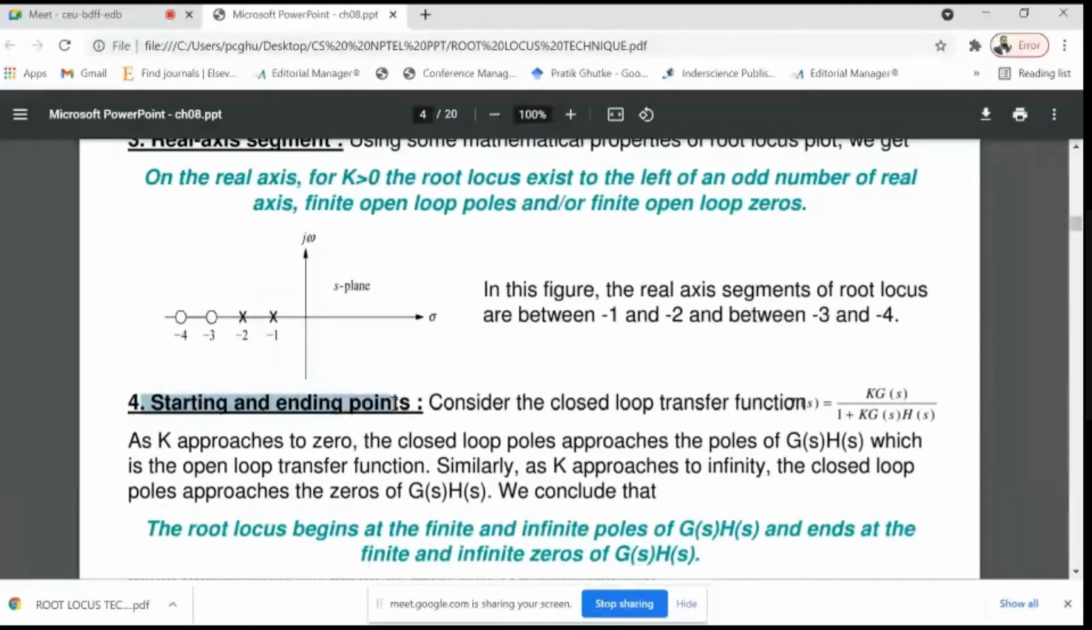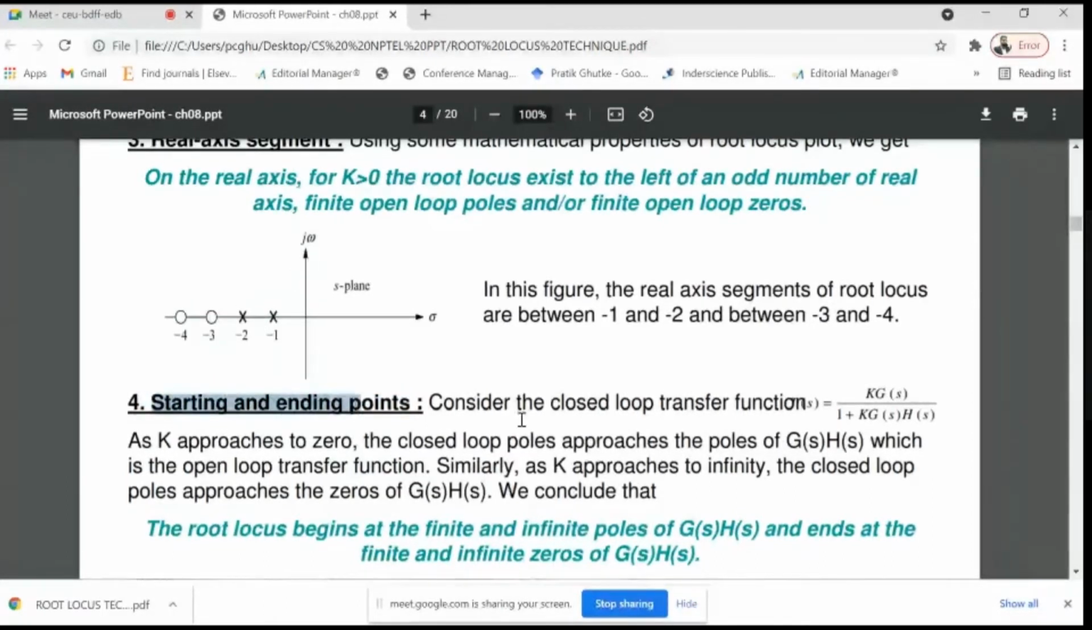Root locus is the curve which will start from the x-axis and end at the j omega axis. The j omega axis means your y-axis. So on the x-axis, what is the point where the root locus will start, and what is the point on the y-axis where it will end? That is rule number 4, the starting and ending points.